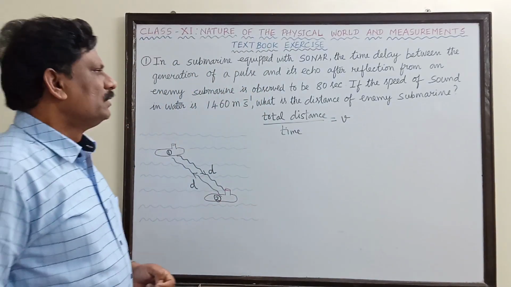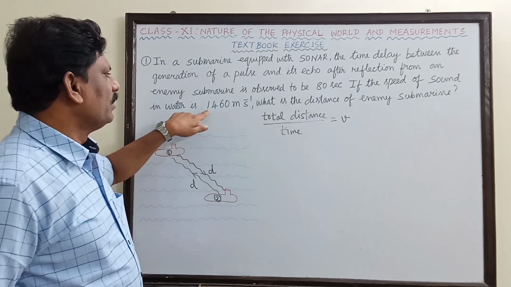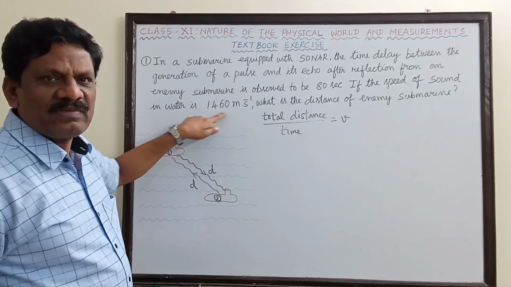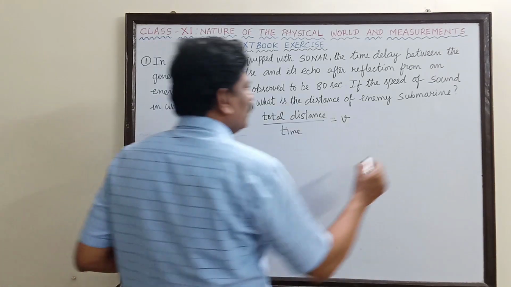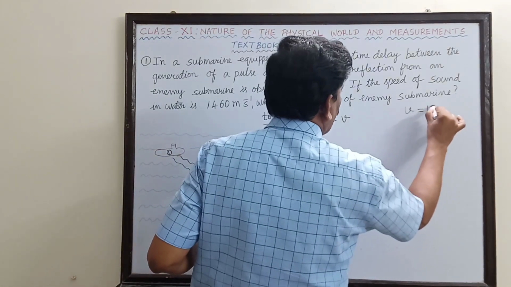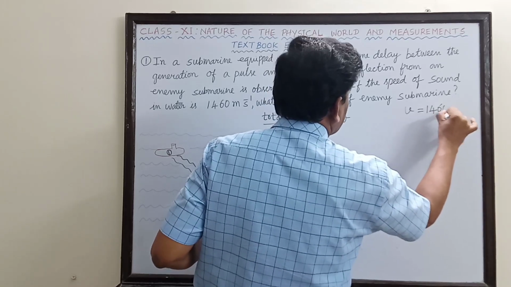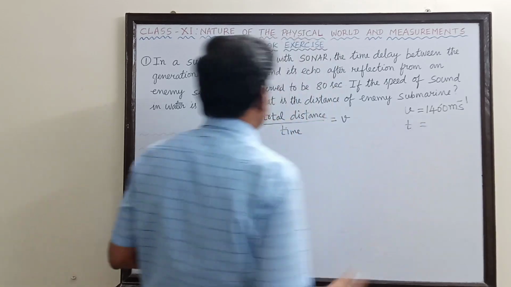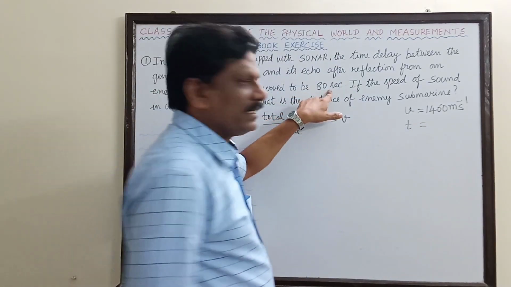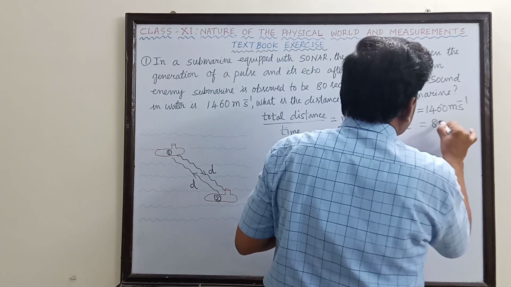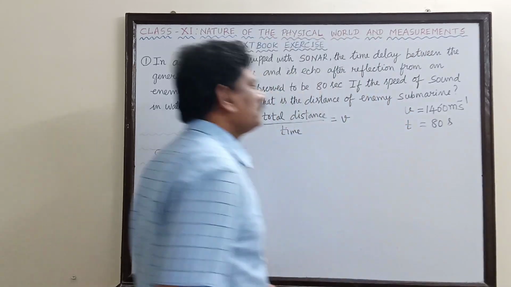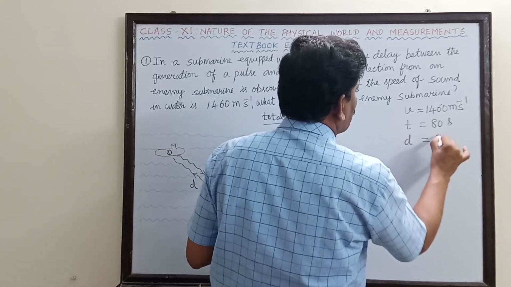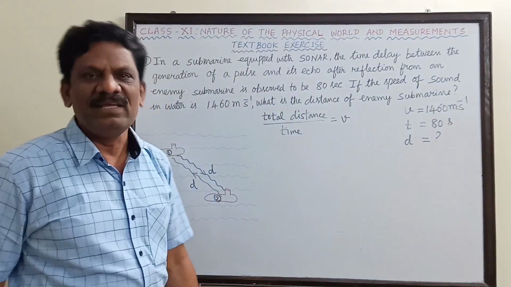Now what is given in the numerical problem is the speed. The speed with which the ultrasonic sound waves travel is 1460. So here v is given as 1460 meters per second. And the total time taken is given as 80 seconds. So what is the distance of the enemy submarine? We have to find the value of d.